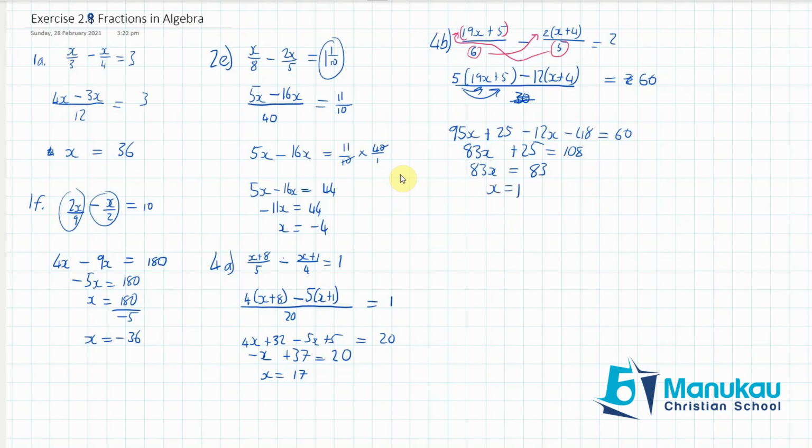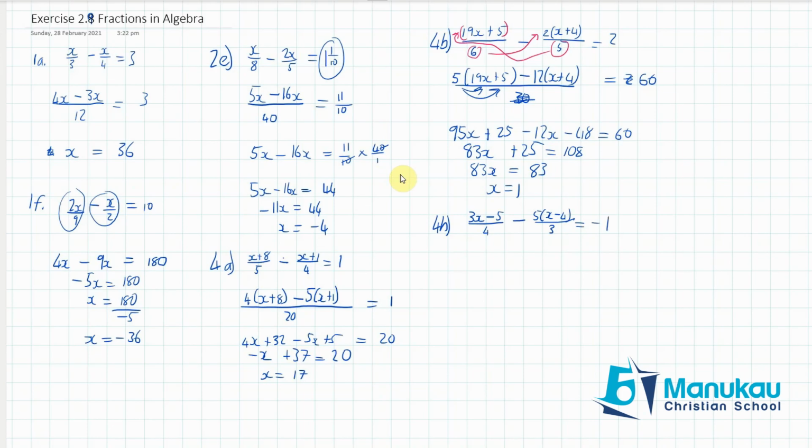Okay, I'll do one more for you, and hopefully you're getting the general idea of what to do with these fractions. Here's the last one that I'm going to do. 3x minus 5, and that's all over 4, and we're subtracting 5 bracket x minus 4, and that is over 3, and we've got equals to negative 1.